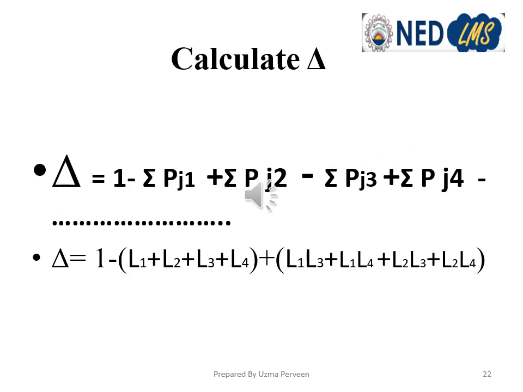Next, we'll calculate the value of delta. The formula is again the same we have used in the previous examples. Del equals 1 minus summation Pj1 plus summation Pj2 minus summation Pj3 plus summation Pj4, and so on. Here we have four single loops and a combination of two non-touching loops, but we don't have any combination of three non-touching loops. So the formula becomes del equals 1 minus the sum of single loops plus the sum of combinations of two non-touching loops, and so on.